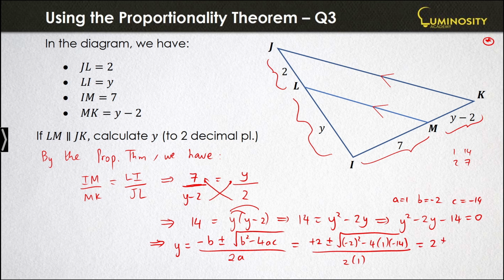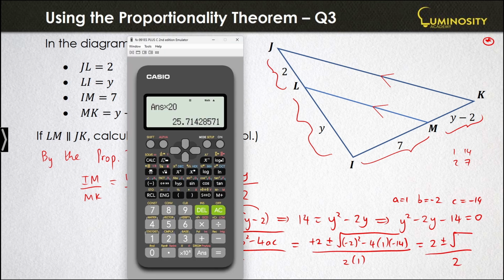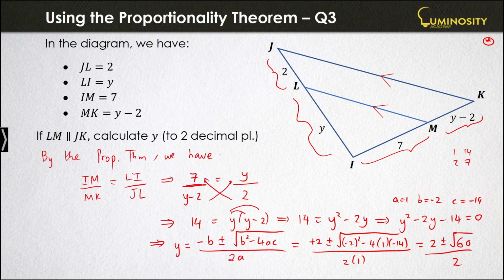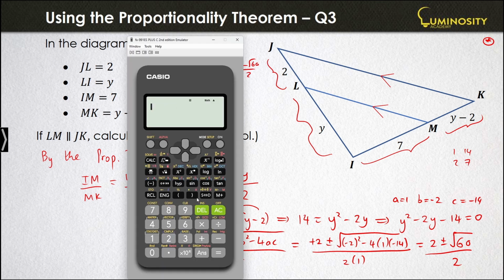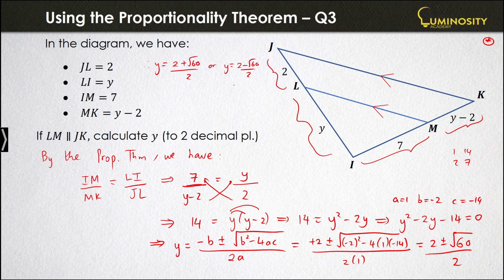So it's going to be 2 plus or minus the square root of, let's do that on our calculators. Negative 2 squared is 4, and then the minus becomes plus, so it's 4 times 14 there, so I get 60. Therefore there are 2 possible solutions: y equals 2 plus the root of 60 over 2, or y equals 2 minus the root of 60 over 2. Notice that if I take the second one, 2 minus the root of 60 over 2, I get negative 2.87.